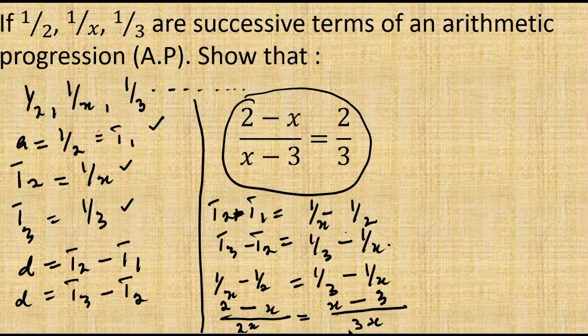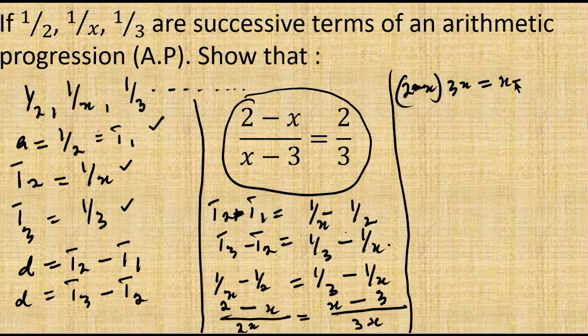Now I can cross multiply. If I cross multiply, I'll come up with (2 minus x) into 3x is the same thing as (x minus 3) into 2x. Now we can begin to simplify this expression.